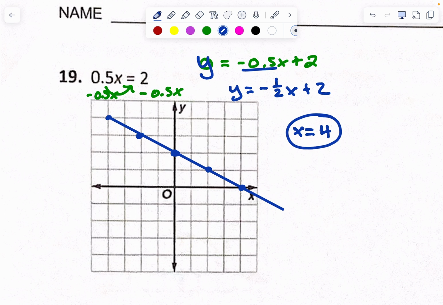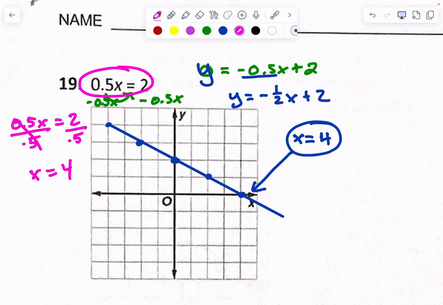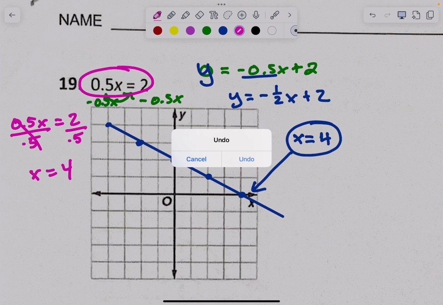4, because that's where it crosses right here, right? Now, also, Anna said, wait a second, if you just take this thing and you solve for x, you would divide by 0.5, right? What is 2 divided by 0.5? 4, right? But this visually shows you why that is. That works on every single one of them.